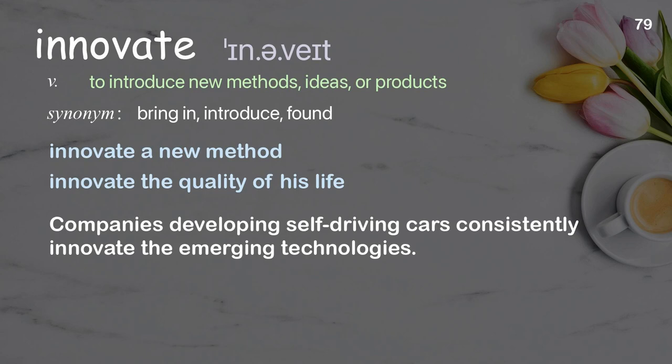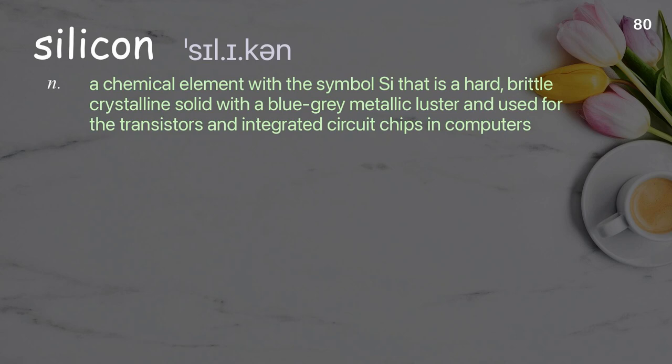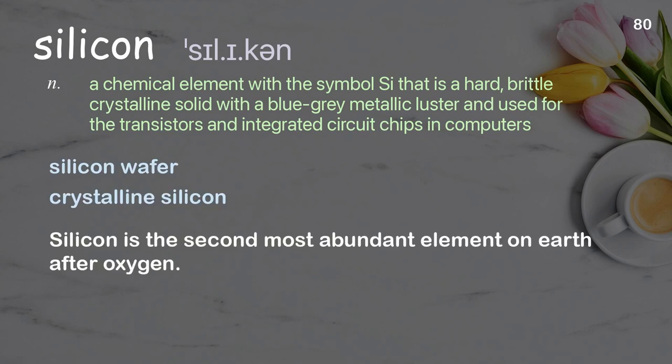Silicon. A chemical element with the symbol Si that is a hard, brittle crystalline solid with a blue-gray metallic luster and used for the transistors and integrated circuit chips in computers. Examples: silicon wafer, crystalline silicon. Silicon is the second most abundant element on Earth after oxygen.